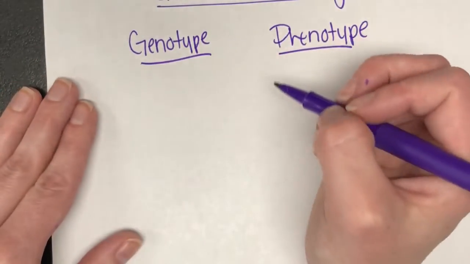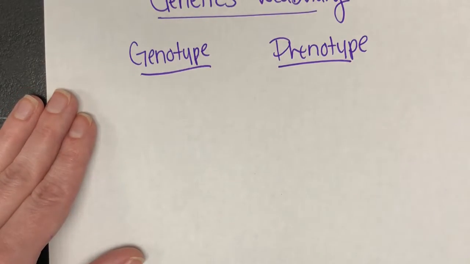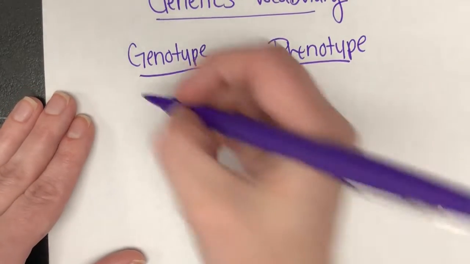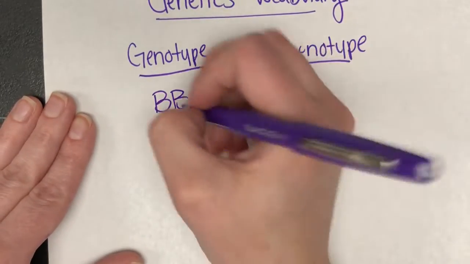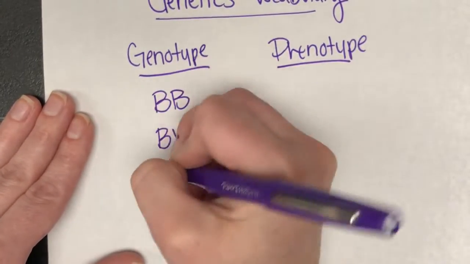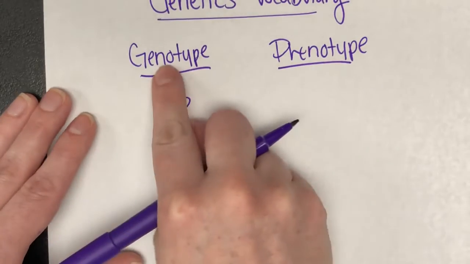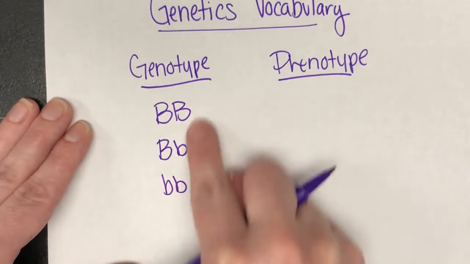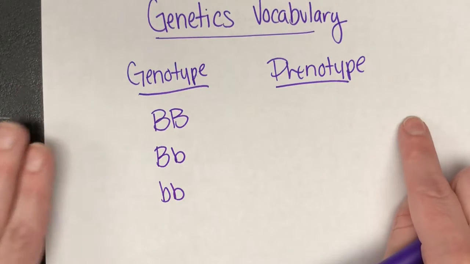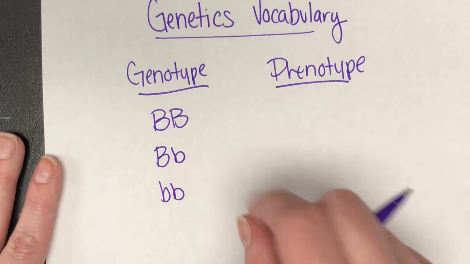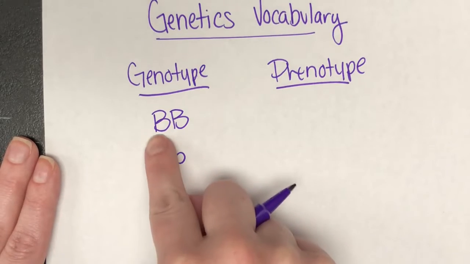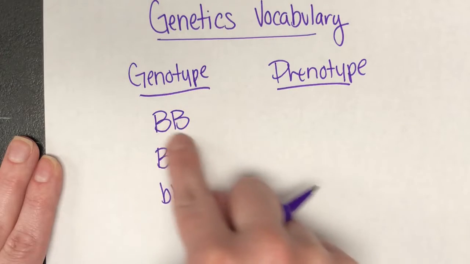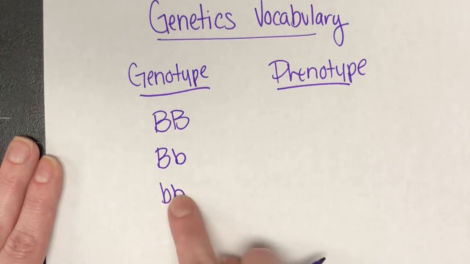Okay, so we're going to represent that with letters, okay? So, for example, genotype, we either have big B, big B, big B, little b, or little b, little b. So when I ask for a genotype, I'm asking for these combinations of letters. There's always going to be 2 for each characteristic, and they're always going to be the same letter, but they may be in a different case, like uppercase, lowercase, okay?